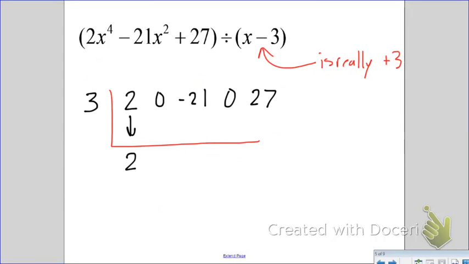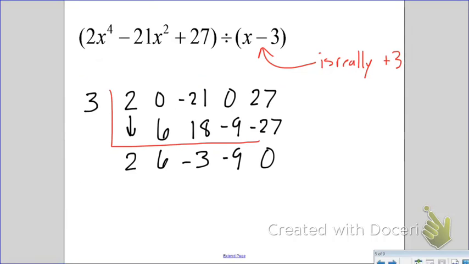Bring down the 2. 3 times 2 is 6. 6 plus 0 is 6. 3 times 6 is 18. Negative 21 plus 18 is negative 3. 3 times negative 3 is negative 9. 0 plus negative 9 is still negative 9. And 3 times negative 9 is negative 27. And that gives me a 0.